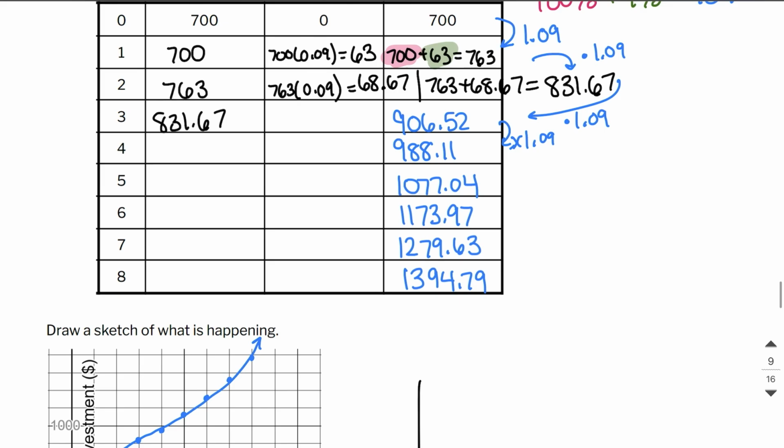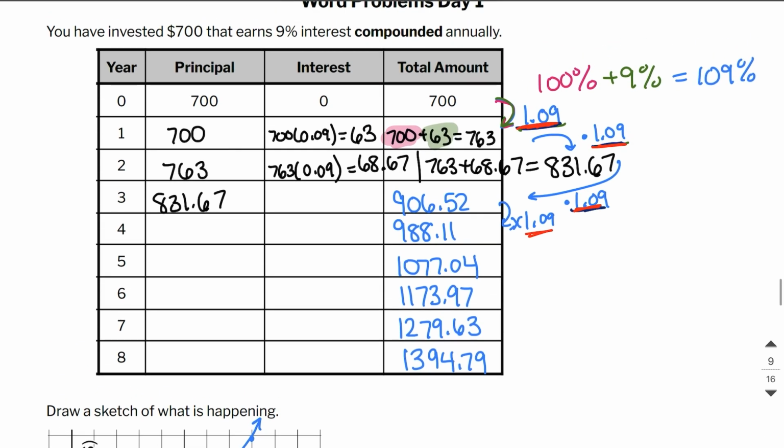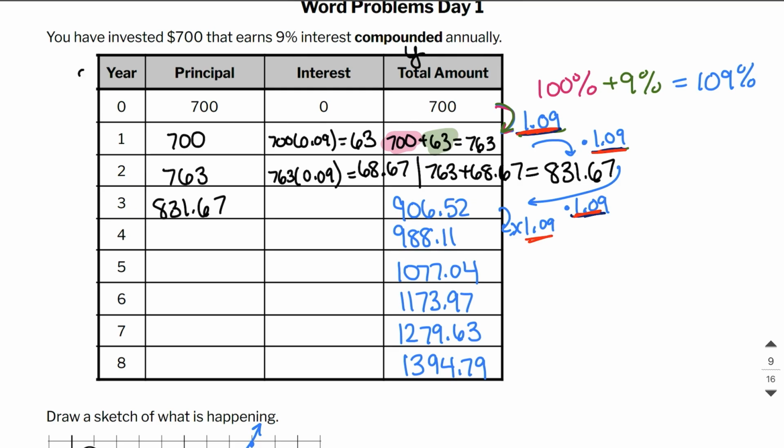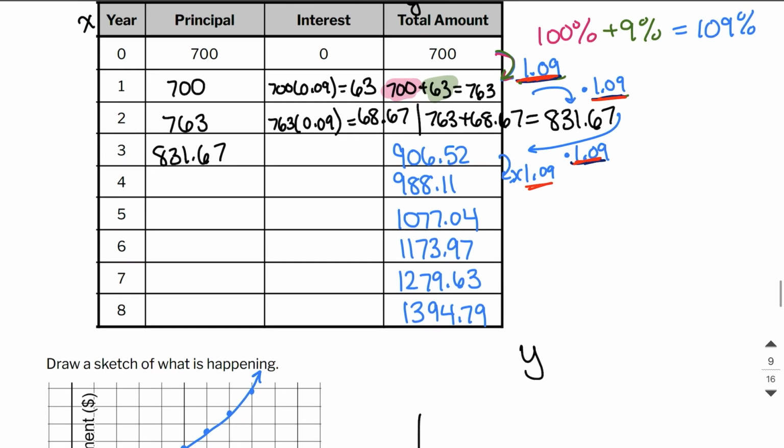So if you notice, every single time after year 1, you've multiplied by 1.09 once. After year 2, you've multiplied by 1.09 twice. After year 3, you've multiplied by 1.09 1, 2, 3 times. Year 4, you've multiplied by 1.09 1, 2, 3, 4 times. So if you notice right here what's happening, if I were to write this out as an equation, if the total amount is y and the year is x, then what's really happening here is that you're starting off with $700 and you're multiplying it by 1.09 x number of years.